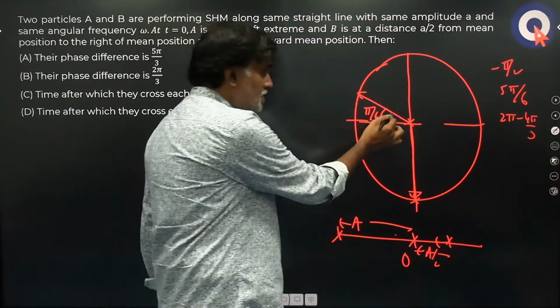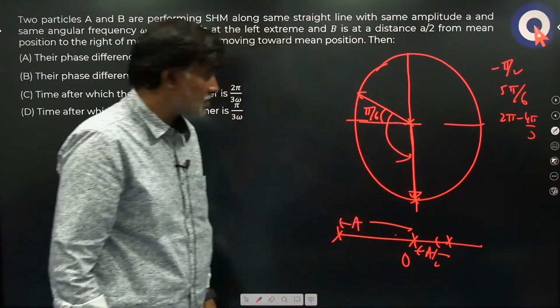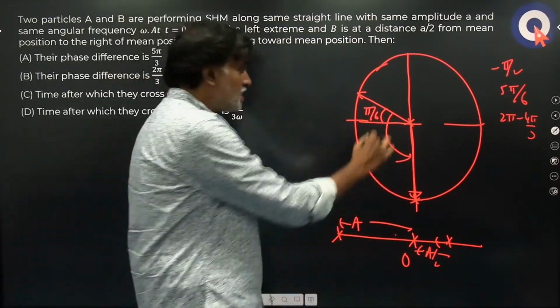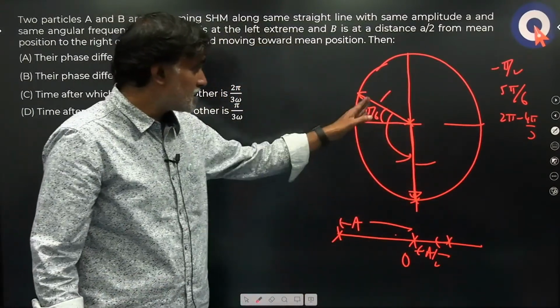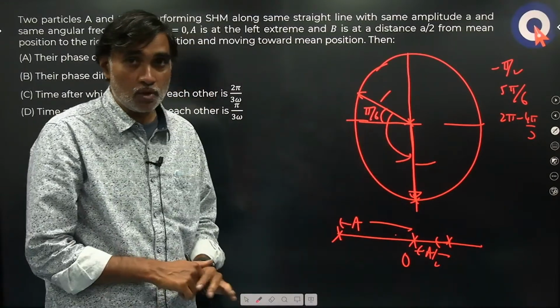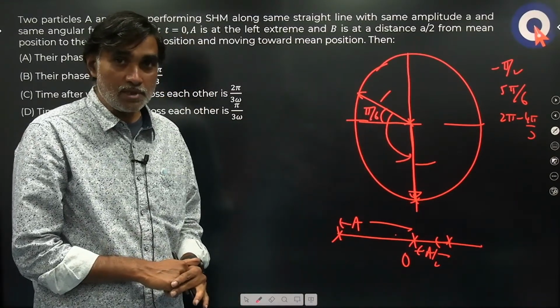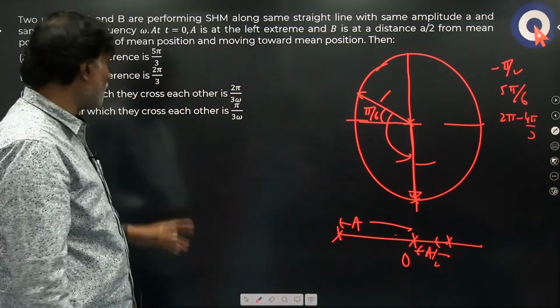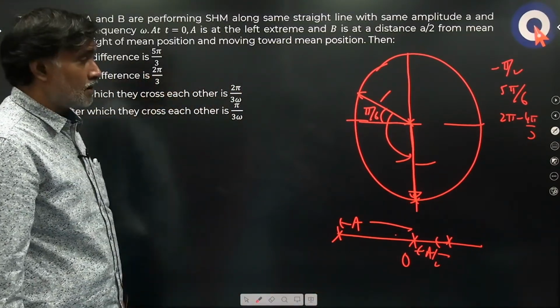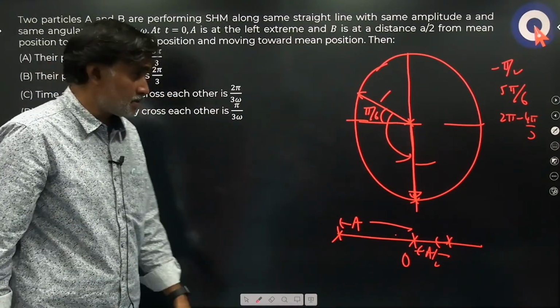If you measure like this, you will get the phase difference in the anti-clockwise direction. If you measure it like this, in the clockwise direction, you will get negative. So if it is like this, pi by 6 plus pi by 2. Pi by 6 plus pi by 2 means 3 pi by 6 plus pi by 6, that is 4 pi by 6, which means 2 pi by 3. So it is 2 pi by 3 or minus 4 pi by 3, whatever it is. Both of them are correct.